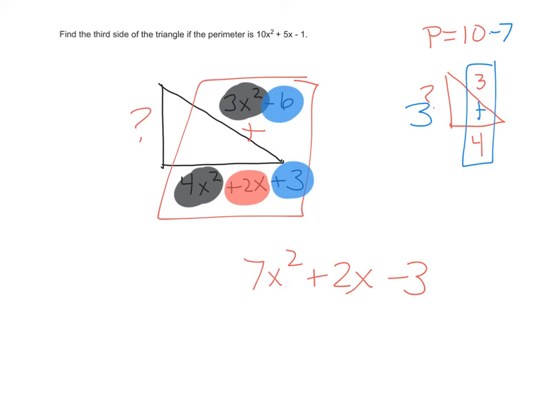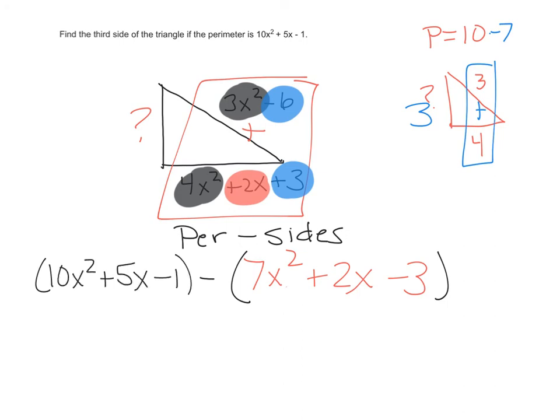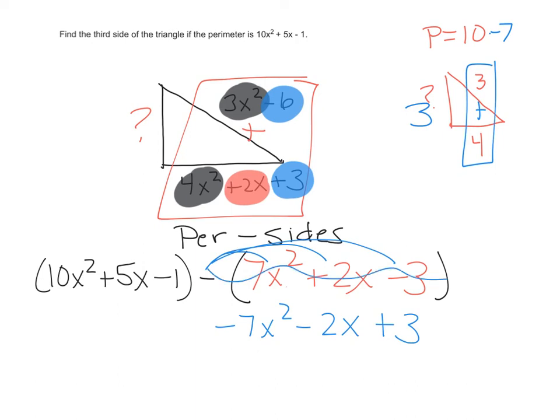So now what you're going to do is, we take the perimeter minus the sides. I'm going to actually put that up here. That might help some of you. Perimeter minus sides. Okay, so I'm going to go ahead and set this up. Here's my sides, and I'm going to subtract off, and I'm going to write down whatever my perimeter is right here, and I'm going to put it out front so I subtract it off. Okay, so I'm going to have 10x squared plus 5x minus 1. Okay, now again, we are going to distribute that negative through, and get negative 7x squared, a negative 2x, and a positive 3.